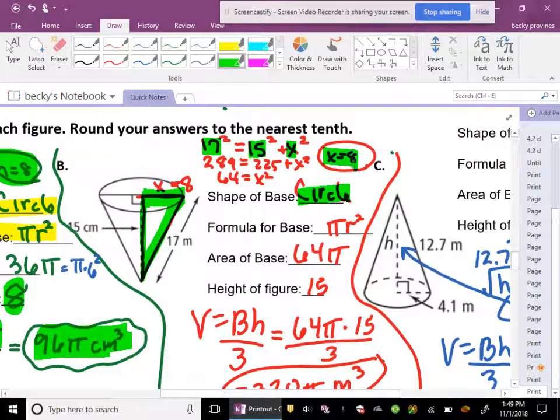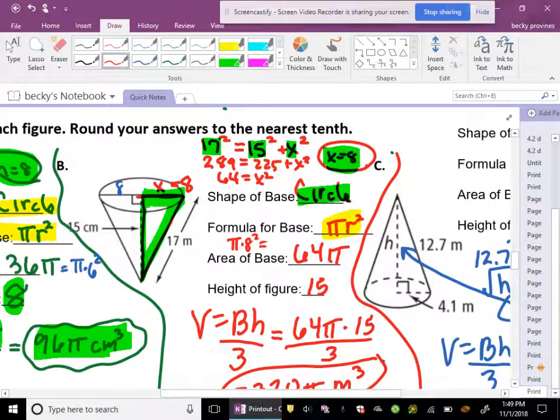And so when I do, I get x is 8. So that means my radius is now 8. Okay, which is very important. Now that you have your radius, you can plug it into your formula for the circle, which is pi r squared. All right, guys, so pi times 8 squared is 64 pi.